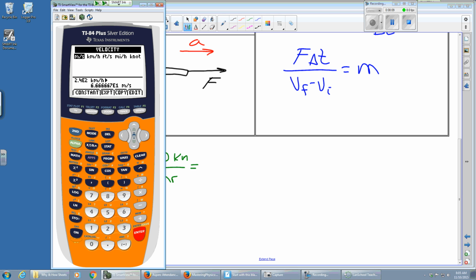So mine tells me, now be careful, it's in scientific notation. So mine says 6.666 repeating times 10 to the first. Times 10 to the first. So mine is 66.667 meters per second. So you've got to be careful since it's in scientific notation to not drop that.